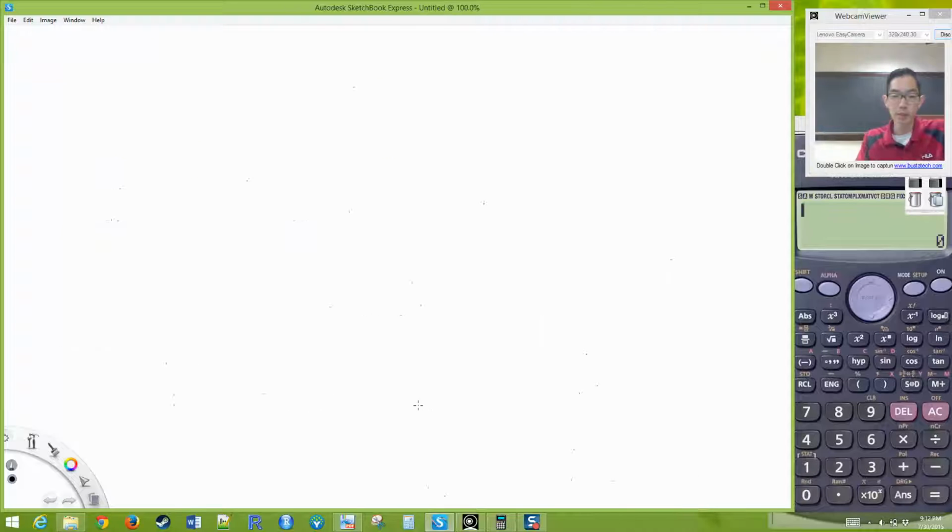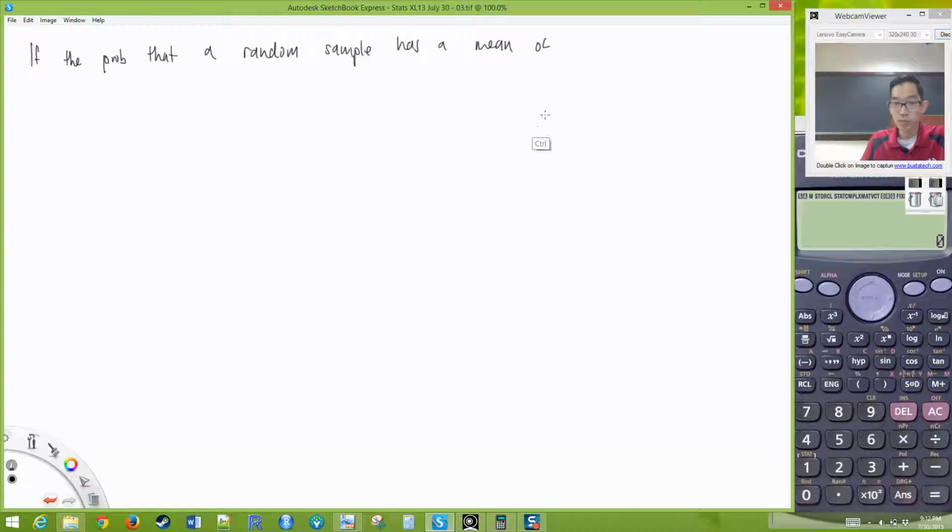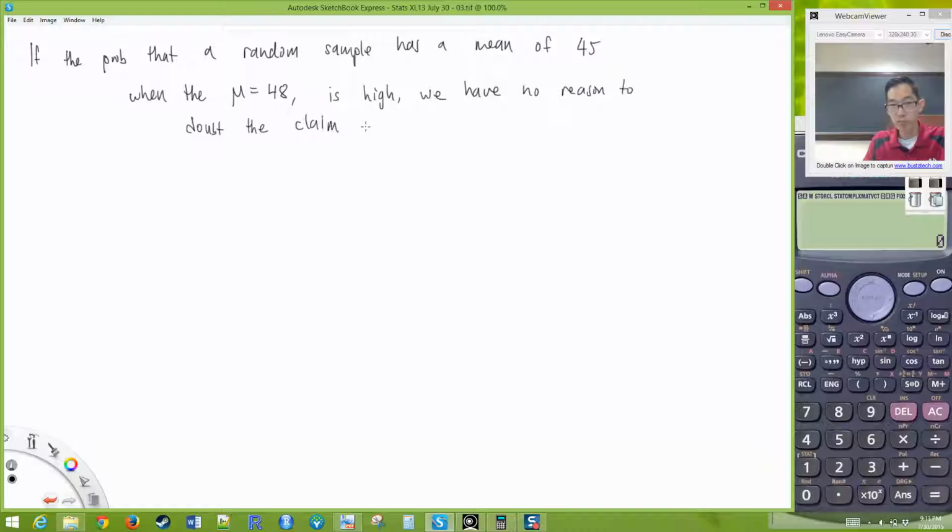So I'm going to write that down. If the probability that a random sample has a mean of 45, when the population has a mean of 48, is high, we have no reason to doubt the claim that the mean is 48.